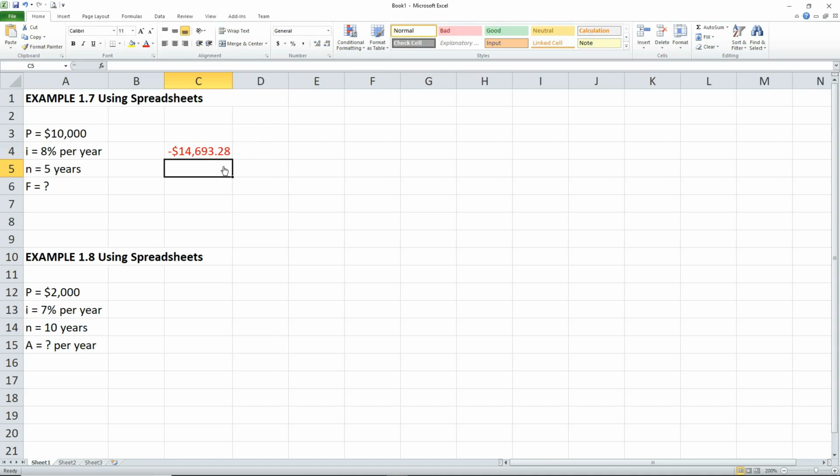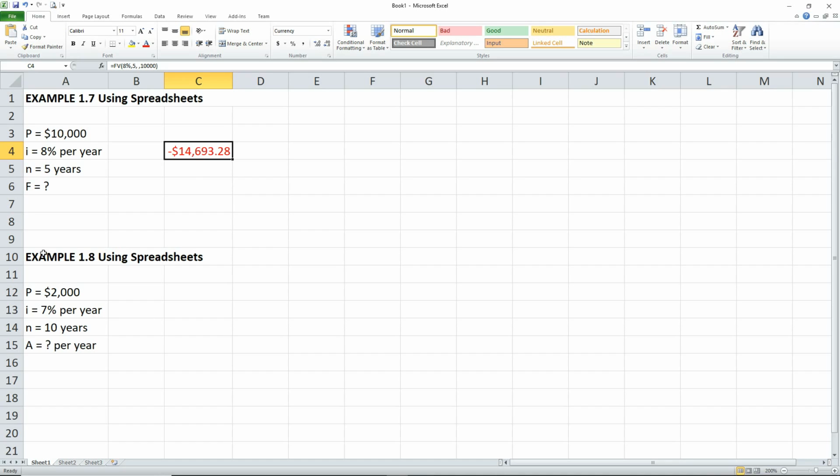And there you go. That's what the value of F will be after 5 years at 8% per year. You get a red number, and that's because of the equivalence. In this case, for example 1.7, yes, they're borrowing money now. So that means that this is positive, remember, in the cash flow diagram, and they need to repay it at the end. So that's why the amount will be negative. It's always the opposite. It will be negative because now they have to pay it back.